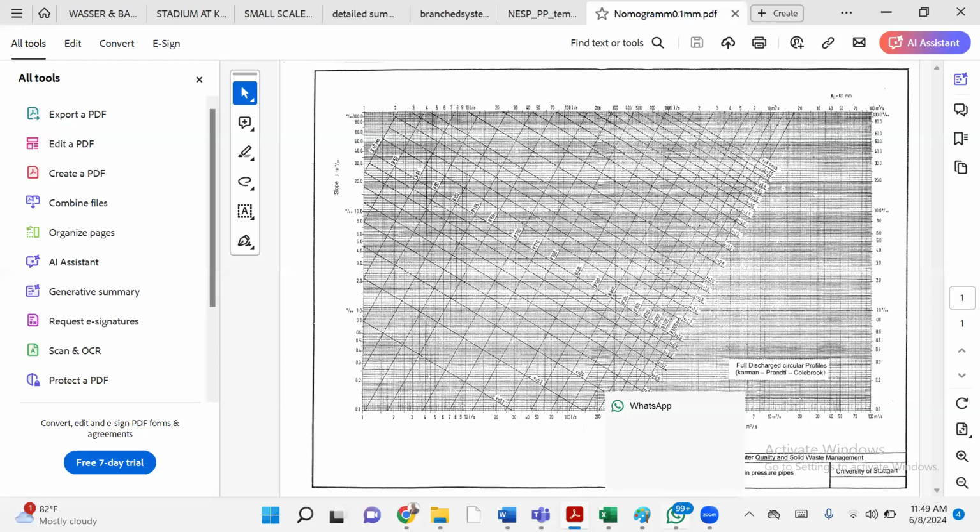The slope is 0.05. I didn't put percent. The pipe size is 125. Okay, 125 mm, or 100 mm diameter. It was exactly 100, 125. It's closer to 100. Use 125.